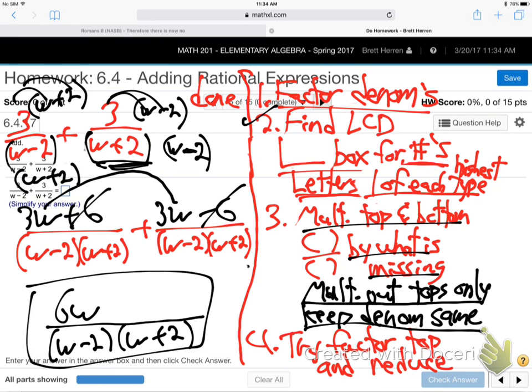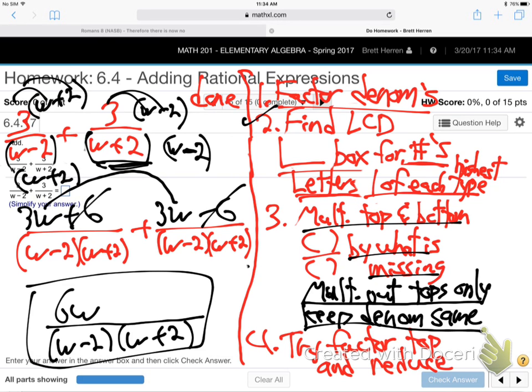And why can't I cancel these W's? The bottom is a package. The top is fine. The 6W is no package. So it's not plus or minus. The bottom is like, I'm a package. It's the whole W minus 2 or none. Right? Can't take just the W. Getting the hang of those rules?